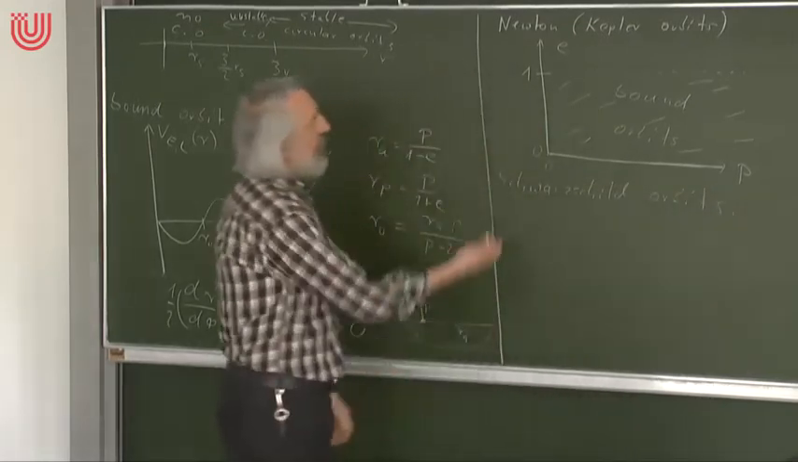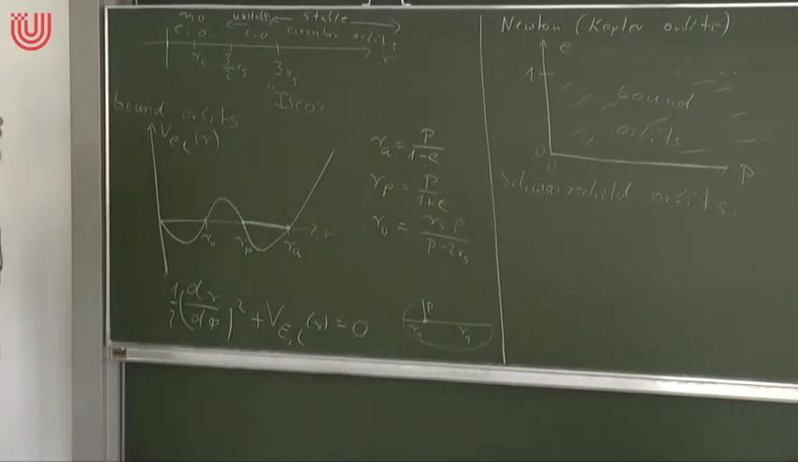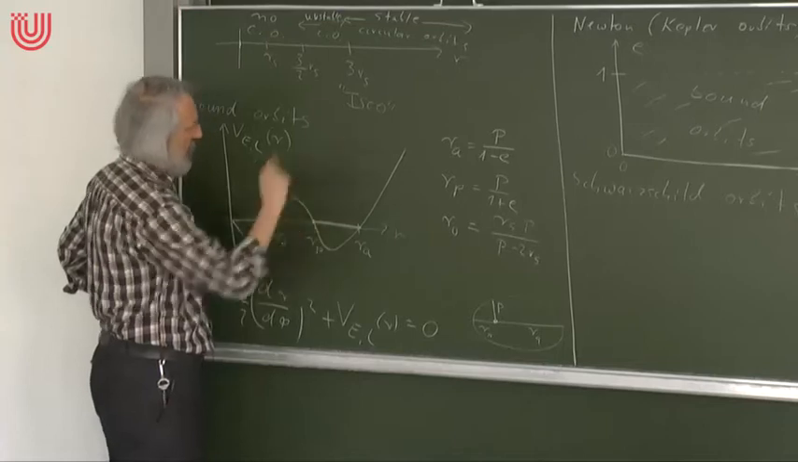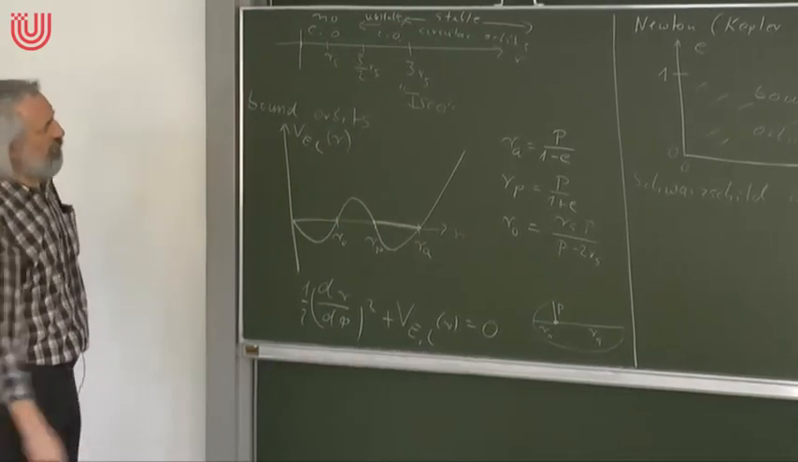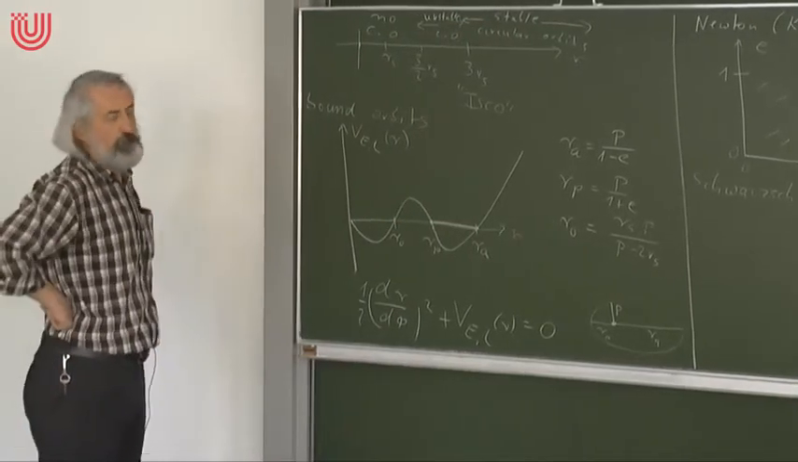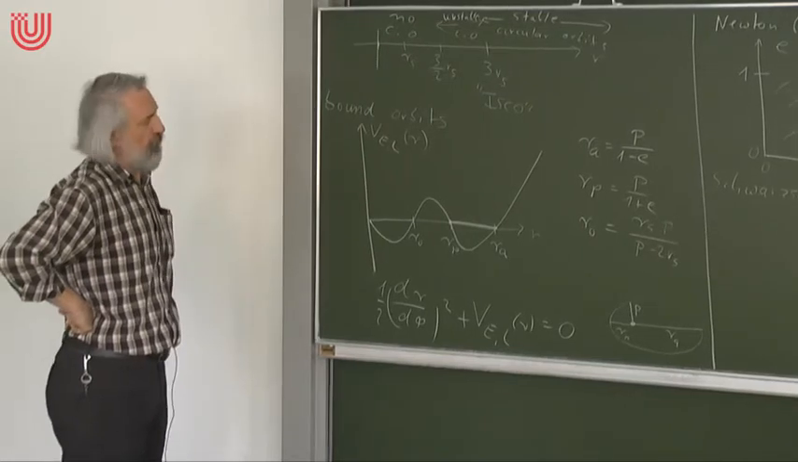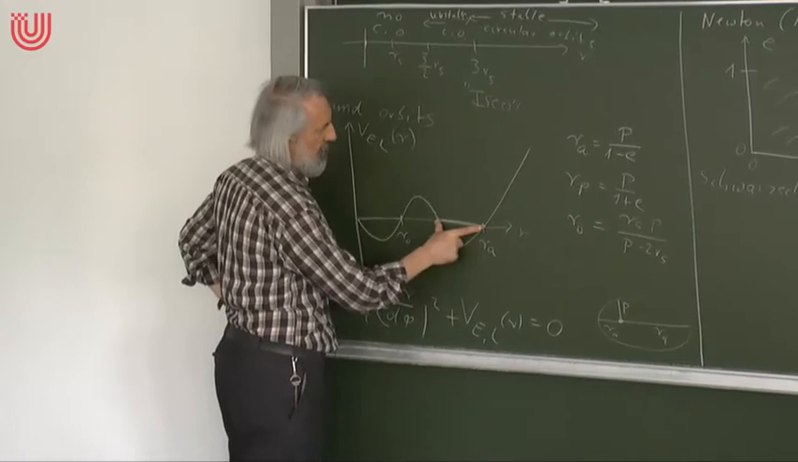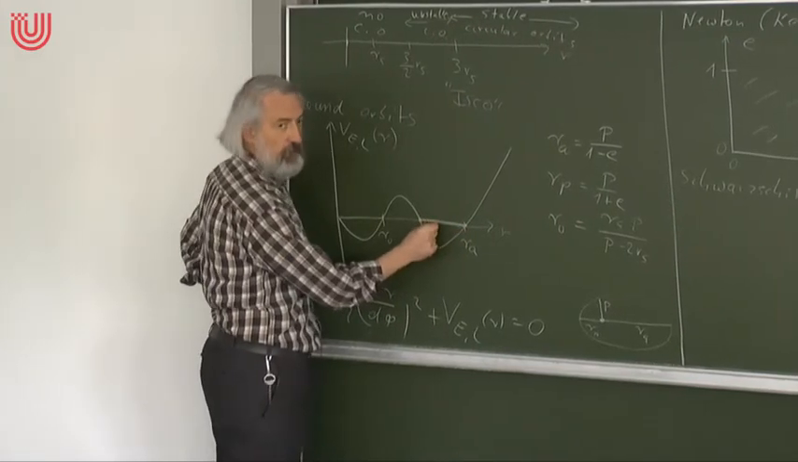And how do we find out which are the allowed values for p and e? Here we have the diagram. So you have to see what are the limiting cases where the shape of this potential goes over into a different shape where we do not have bound orbits. And obviously there are two limiting cases. The first limiting case is when Rp and Ra coincide.